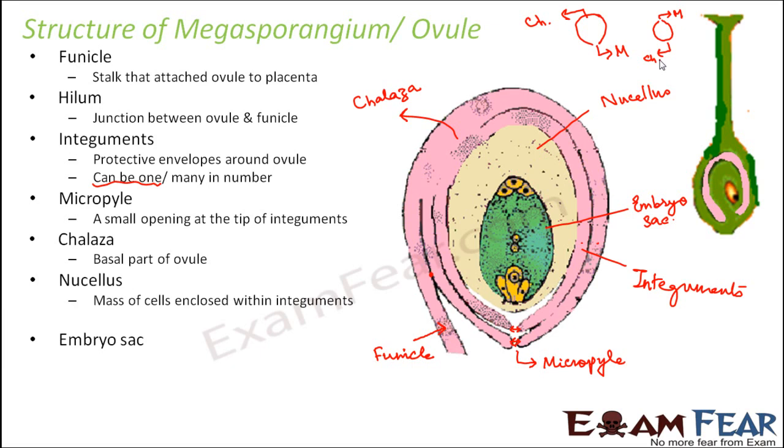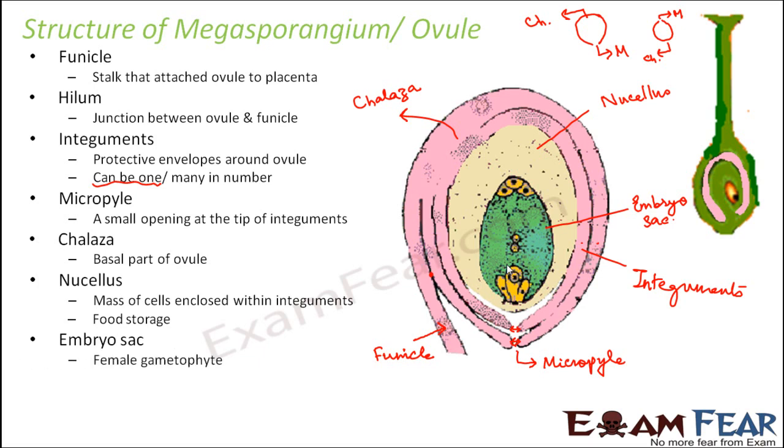Nucellus is the mass of cells which are enclosed within the integuments, as I mentioned here. Here you have those cells. They are useful in food storage. They store food. Why is the food required? Because when fertilization takes place inside the embryo sac, a zygote will be formed after fertilization. It would need some energy, it would need food for all the activities, and this food will be provided by the cells of the nucellus.